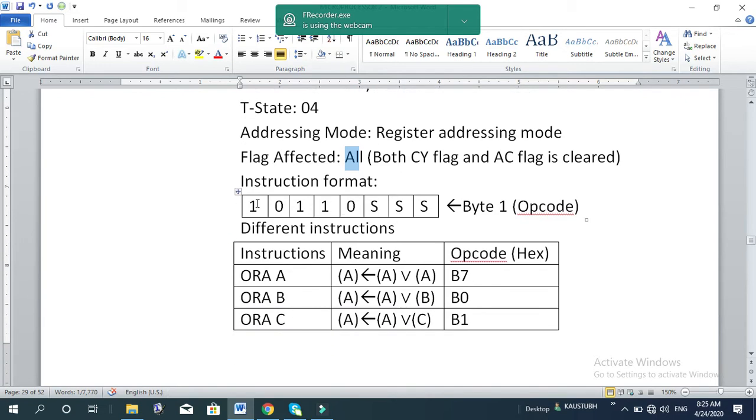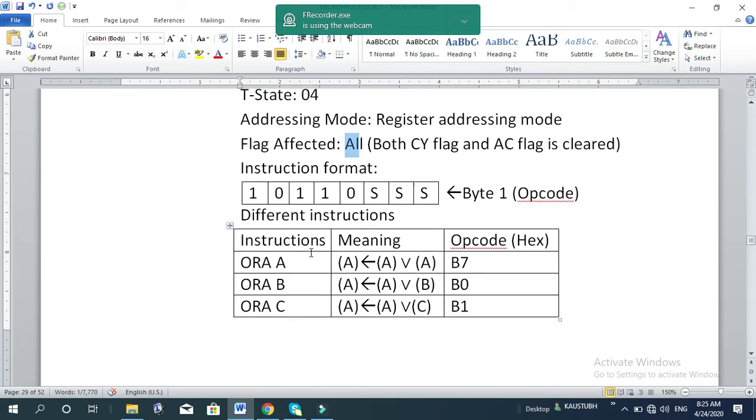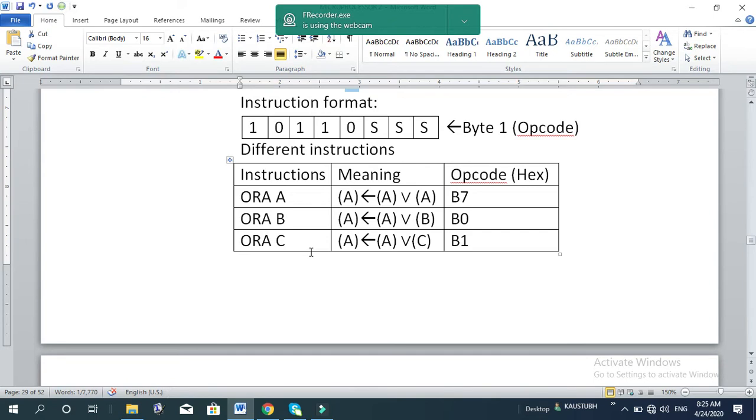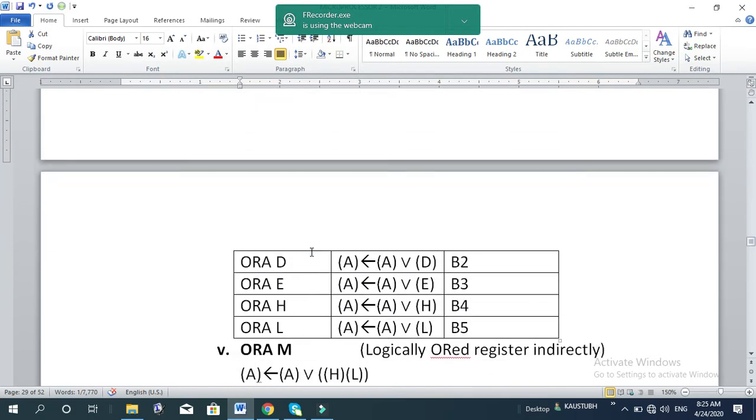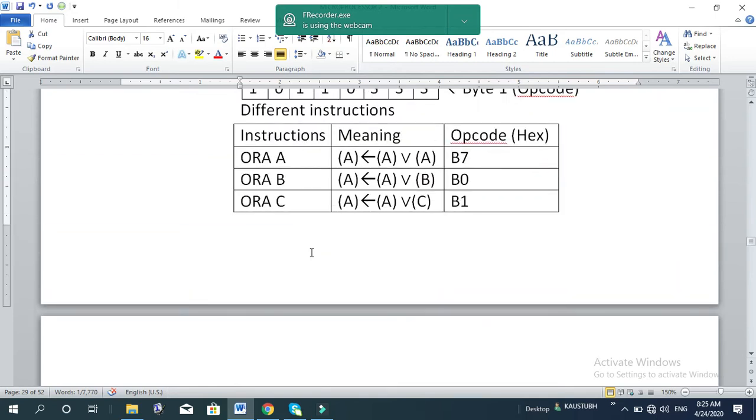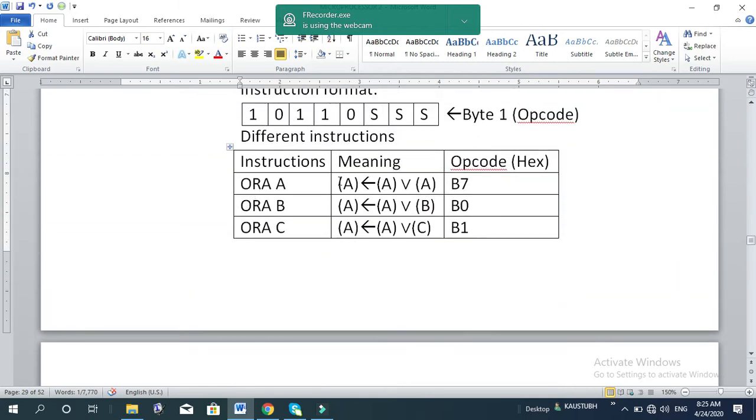And in the instruction format, the 1 byte, that is the opcode, is 10110 SSS, again SSS for the source register R. So there are 7 instructions: ORA A, ORA B, ORA C, ORA D, ORA E, ORA H, and ORA L. For example, ORA A means the content of A is ORed with the content of A, and the result is stored into A. For A it is 111, therefore it is 1011, that is B, and 0111, that is 7. Therefore the code is B7.